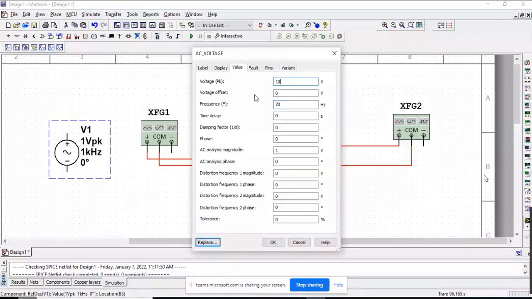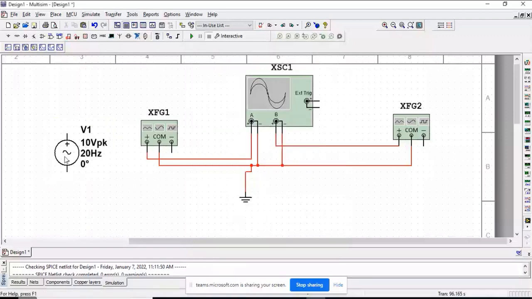Voltage, peak voltage actually 10 volt peak. So I have changed. And in this, you can see the AC analysis phase. So you can change the phase degree also. So I am keeping it at 90. Okay. Now we will provide input, and at one input of the oscilloscope, we will connect using this.